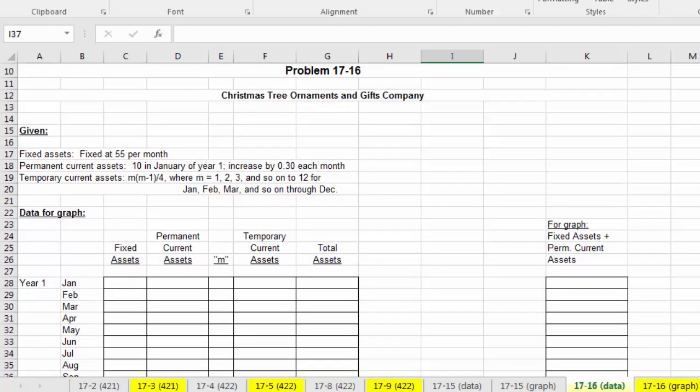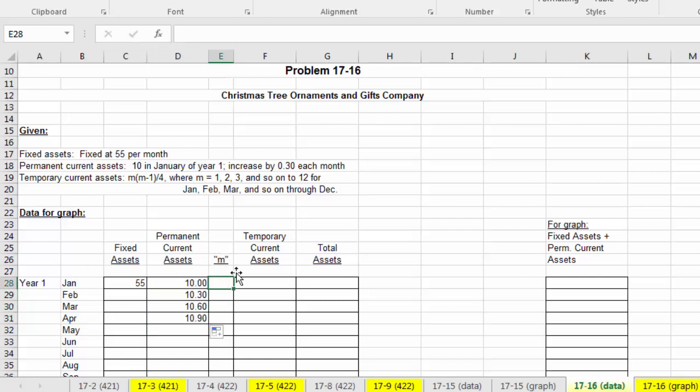There's maybe a little wrinkle in here. Let me give you a pointer. Okay, the fixed asset is going to be constant at 55, so you can enter that and fill. The permanent current assets equals 10 in January of year 1 and then grow by 0.3. So we can do the same procedure there. Or not 3%, rather just grow by 0.3. So we add 0.3 and then we just keep filling that. So fill that all the way down, fill that value all the way down.